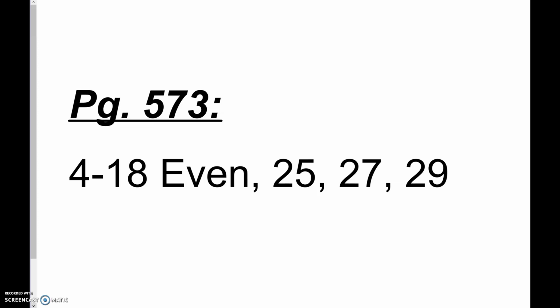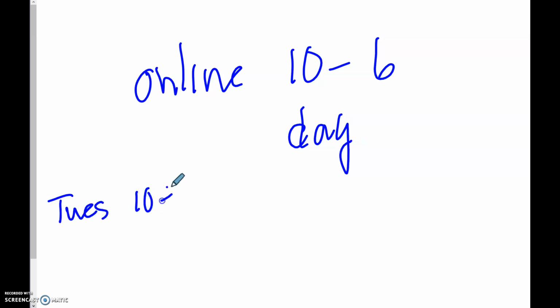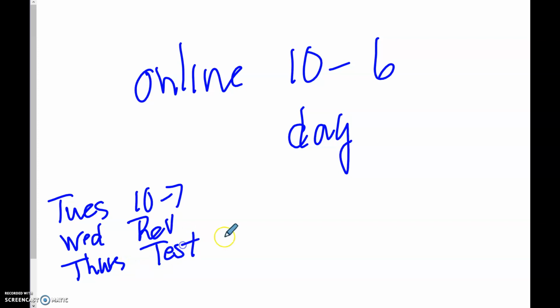So today your assignment is online, and it is 10-6, and then there should be a day 2 part of that. So tomorrow, which would be Tuesday, we are going to do 10-7. Wednesday is review. Thursday is your test on chapter 10, and then Friday we have no school. They are going to do distance learning planning since the governor canceled school for the rest of the year. Okay, so that's the schedule.